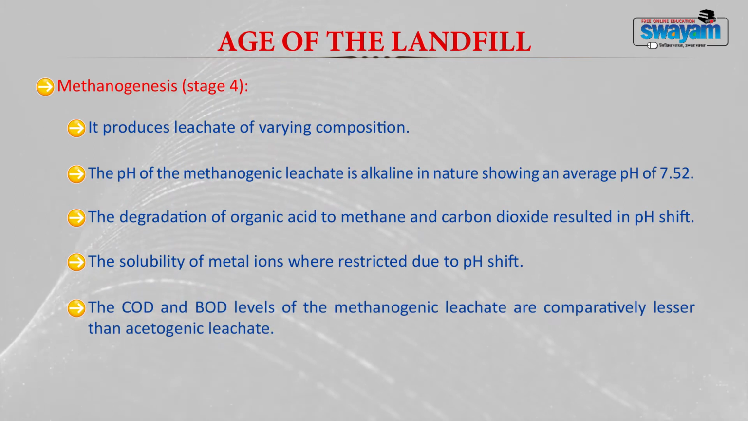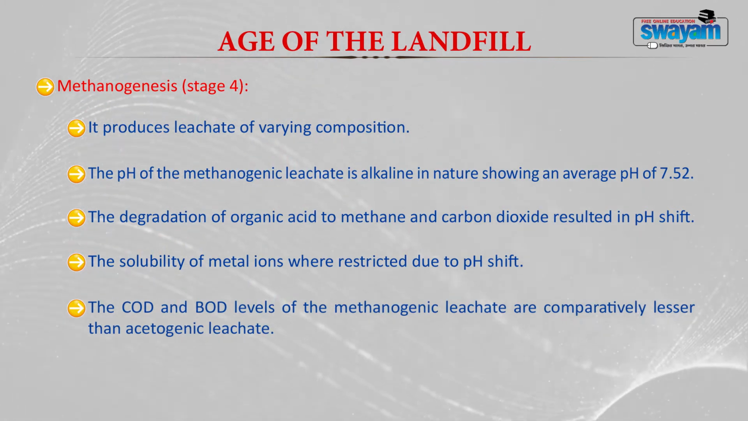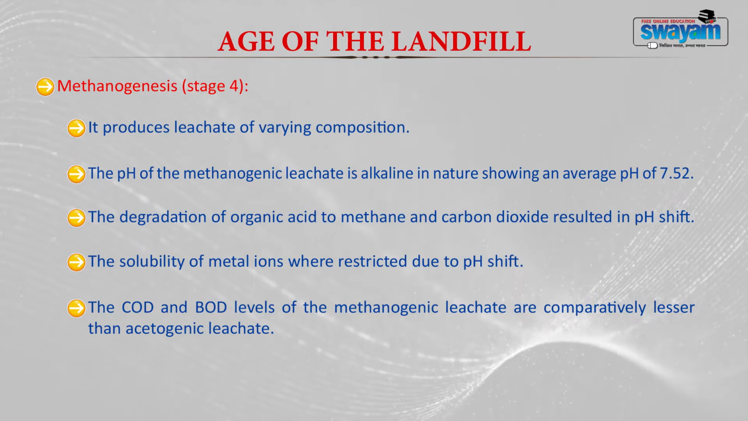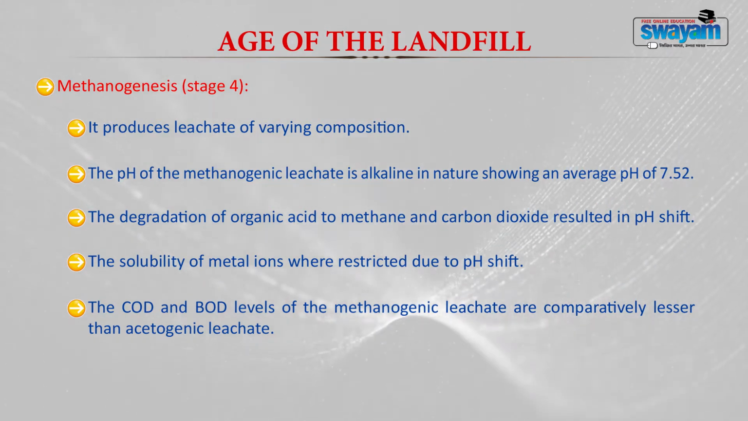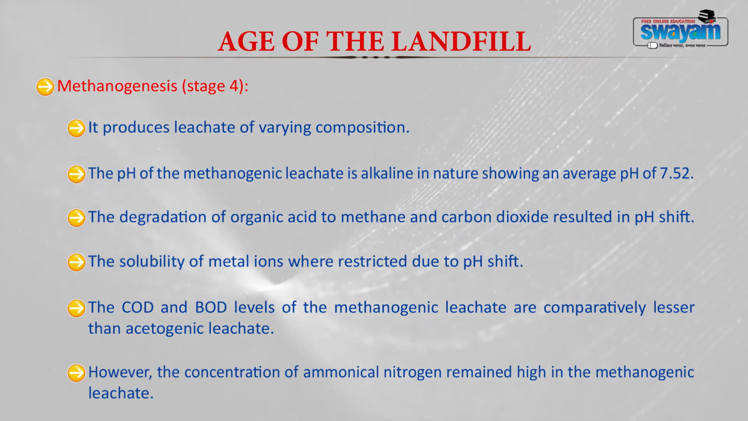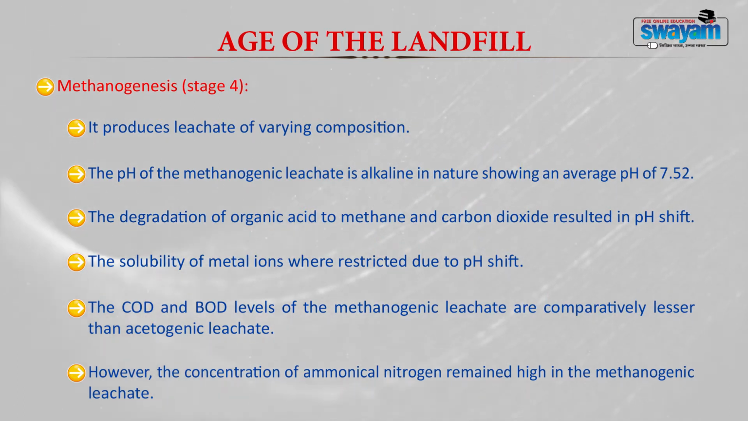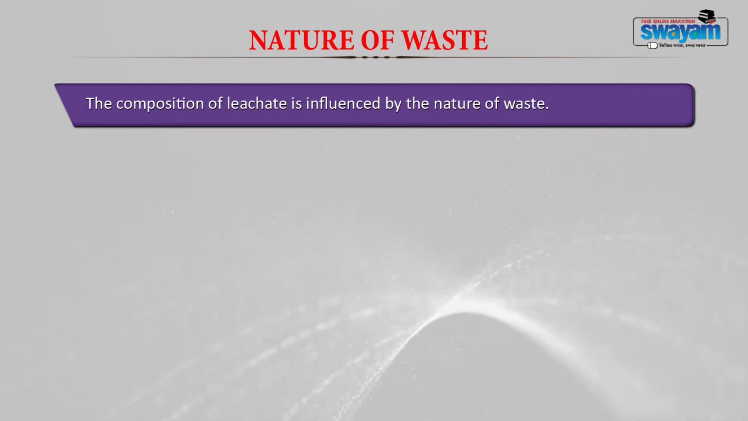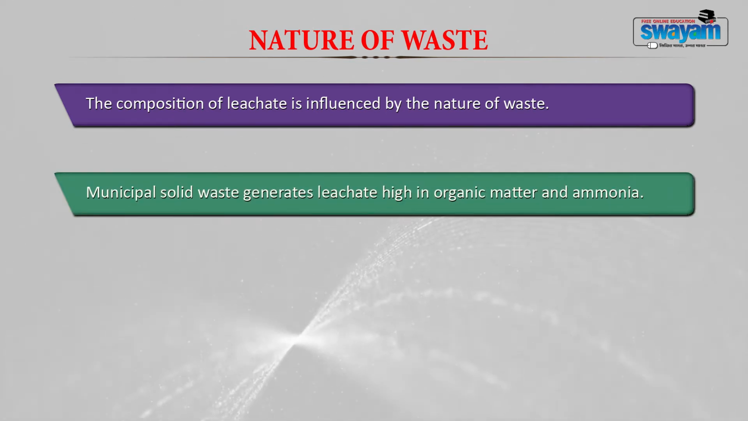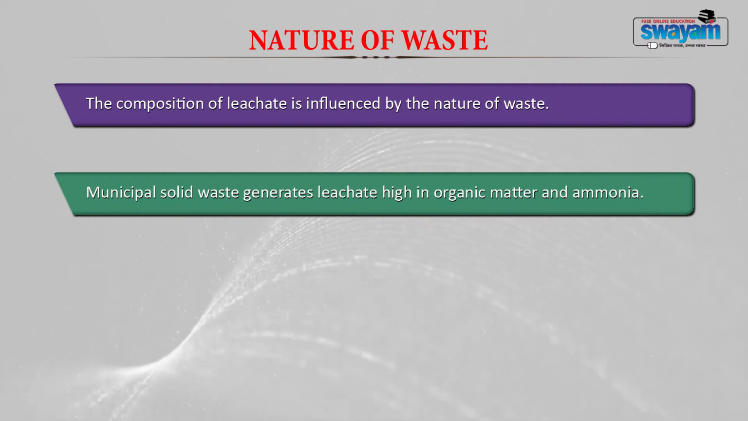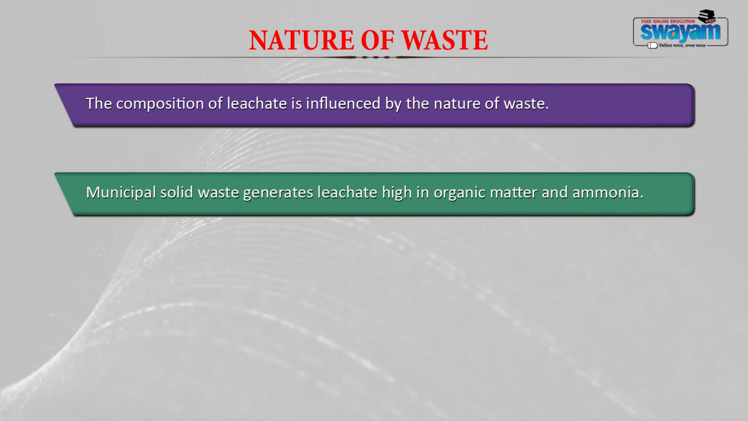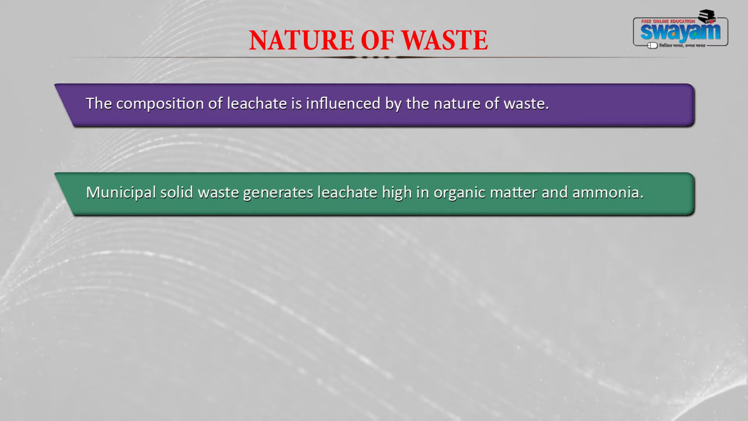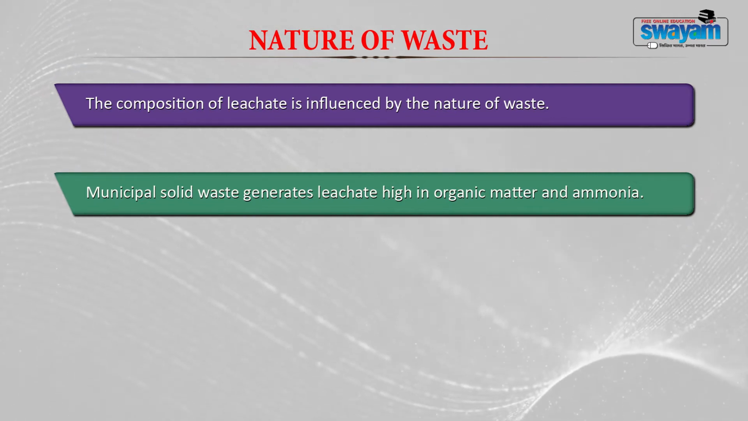The COD and BOD levels of the methanogenic leachate are comparatively less when compared to your acetogenic leachate. But as I told you earlier, the concentration of ammonia that is present there will be the same as that of your acetogenic leachate. The next parameter that influences the composition of leachate is the nature of waste. If your landfill contains a major proportion of municipal waste, which is rich in organic matter, then the leachate will also contain a large amount of organic matter and ammonia.